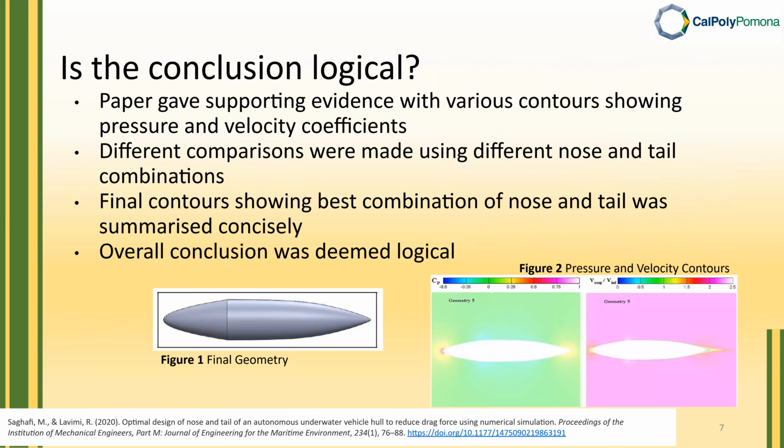Next slide. So the conclusion, was the conclusion logical? There was supporting evidence given by the contours showing the pressure and velocity coefficients, and there were different comparisons made between the nose and tail combinations. And then the final contours that were calculated showed the best combinations of the tail and nose, and so the overall conclusion was deemed logical.